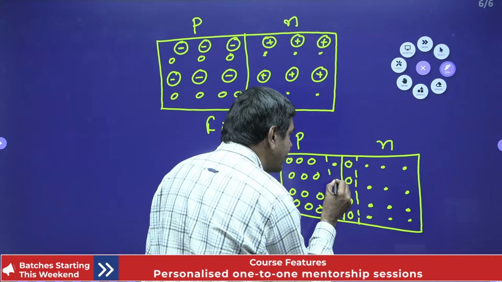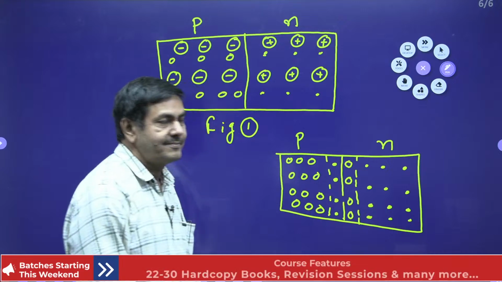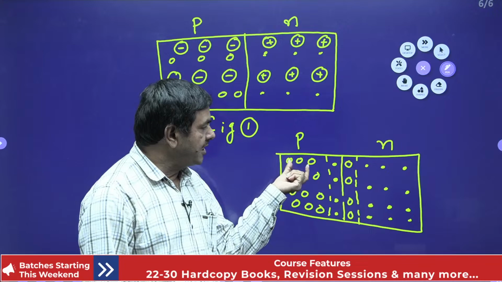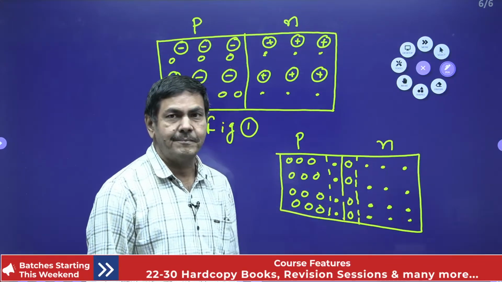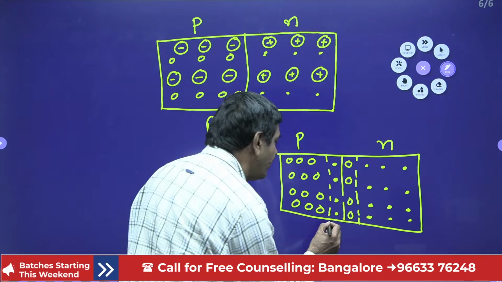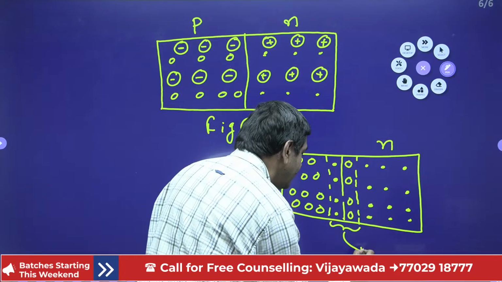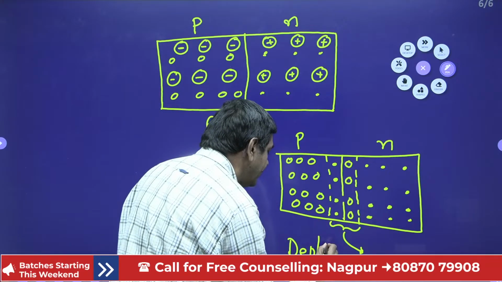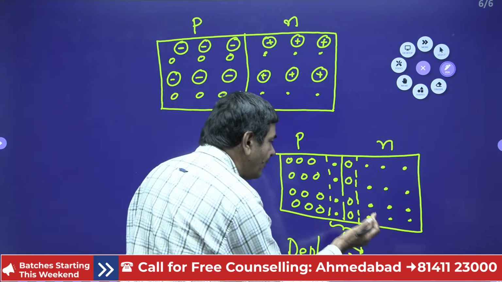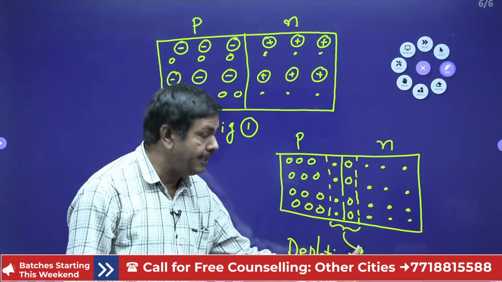A certain number of electrons are moving from n-type to p-type. Here also it is possible. Catch my point. These are nothing but the positive charges, and these are nothing but the negative charges only. This portion we call a depletion region. Due to the movement of electrons and holes in opposite directions, it forms the depletion region.